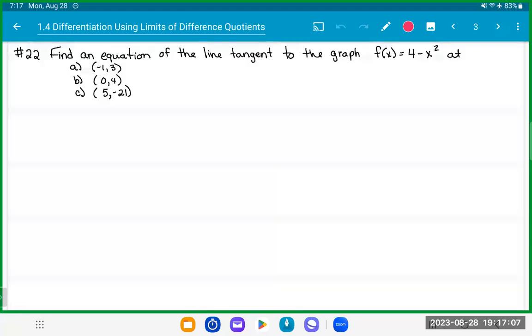All right. So let's look at some more examples. This is problem number 22, and these problems are in your textbook on page 144. For this section, it's number 22. It wants you to find an equation of the tangent line to the graph of this function f of x equals 4 minus x squared at each of those points.